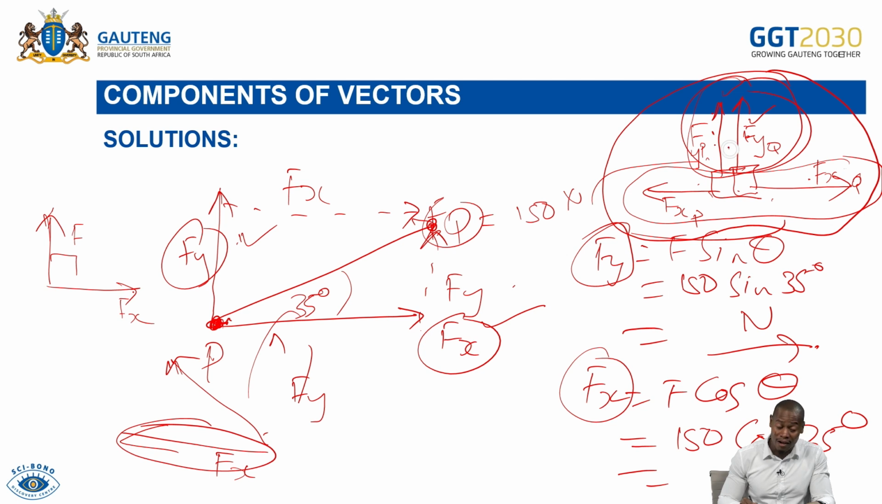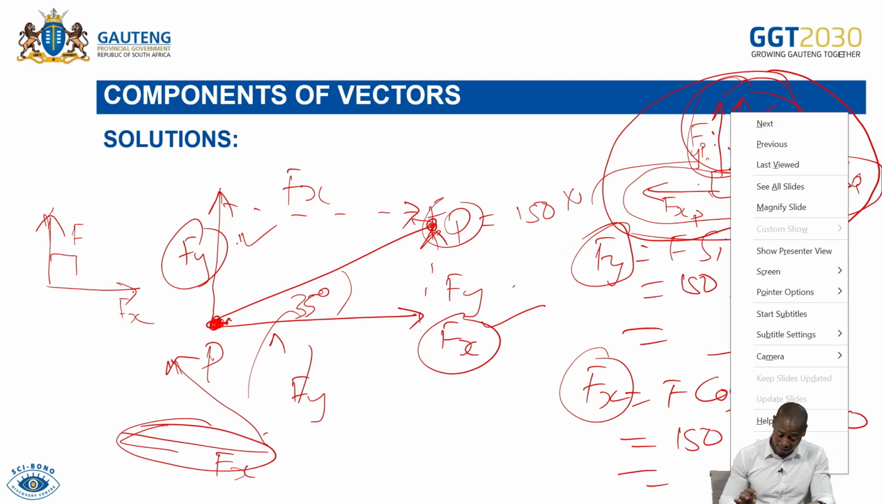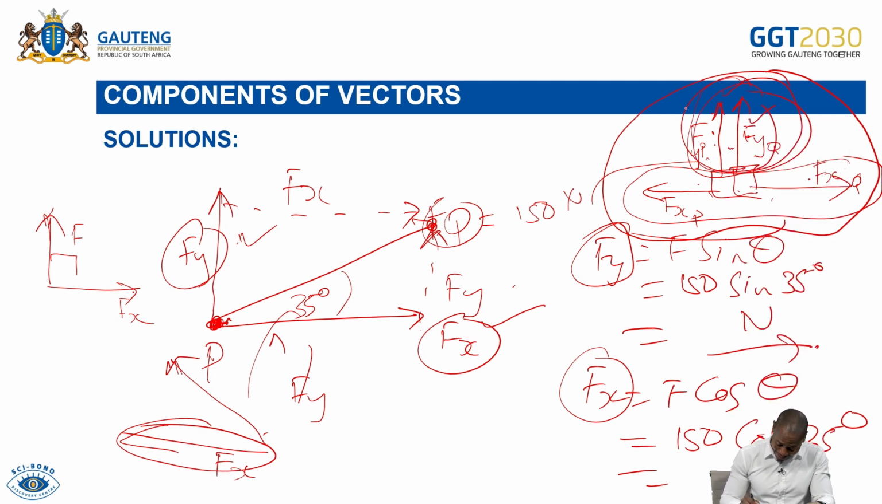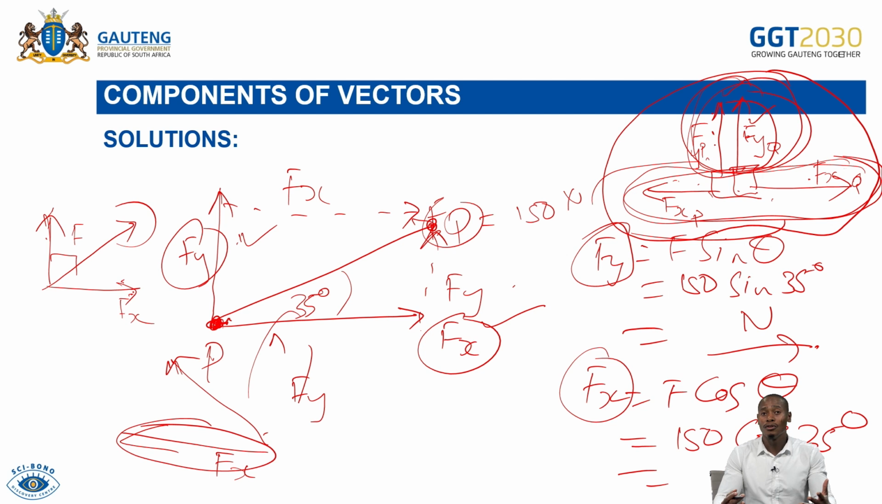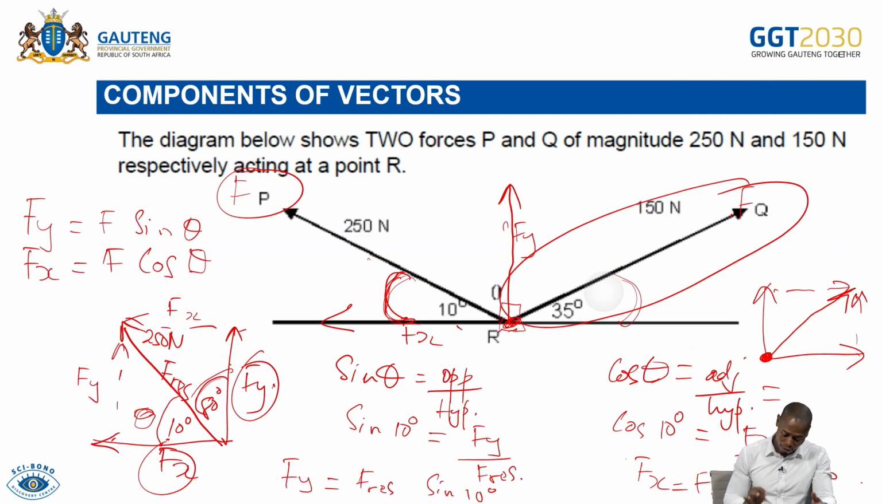Resolve each force into its components, calculate the magnitude of each component, and then from there, Fyq and Fyp, they are acting along a straight line. So you can get their resultant. And then Fxp and Fxq, they are acting along a straight line. You can get their resultant. And then you'll end up having something like this. Then from there, use Pythagoras theorem to get the magnitude of the resultant. Use tangent or tan theta to get the direction. Then from there, you are done. You have calculated the resultant of these two forces.